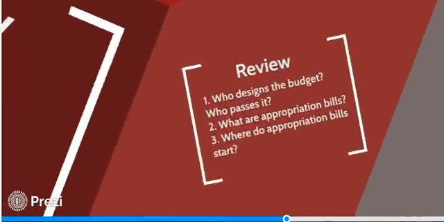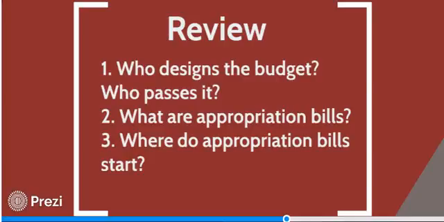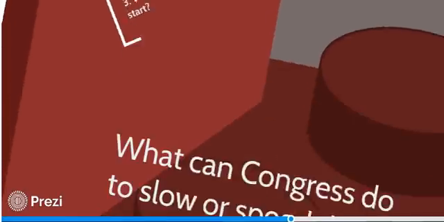All right, so review. Who designs the budget and passes it? What are appropriation bills and where do appropriation bills start? Hope you know, because there's a question coming up. All right, we know that the president designs or suggests the budget, Congress passes it, and appropriation bills have to do with money and are started in the House.